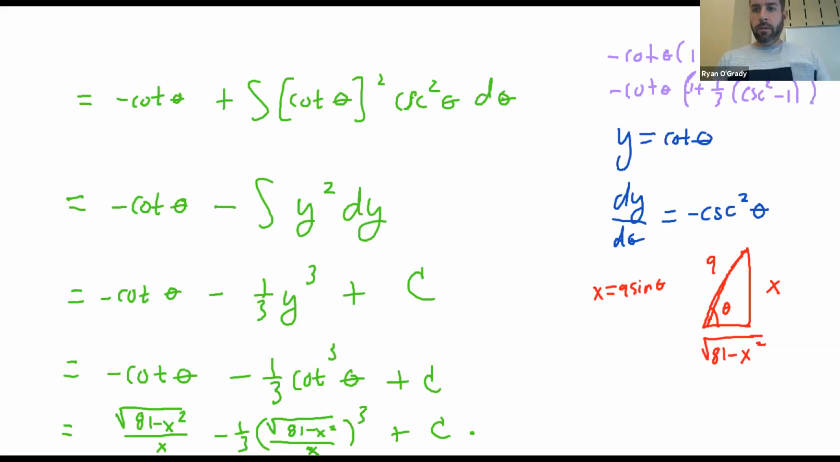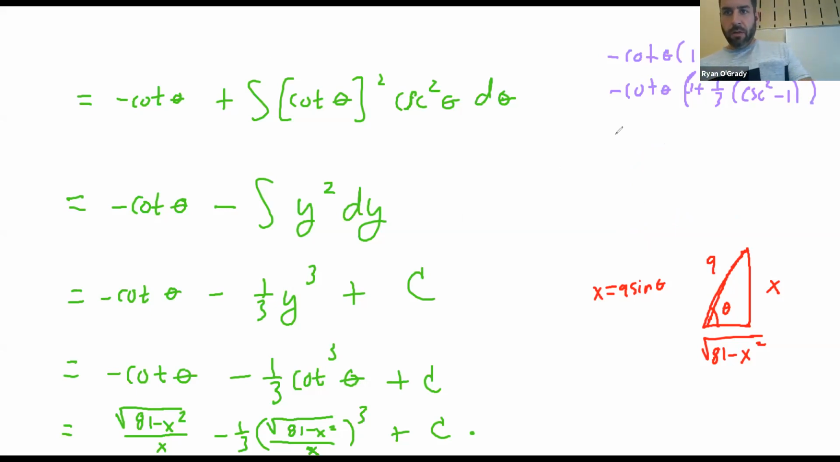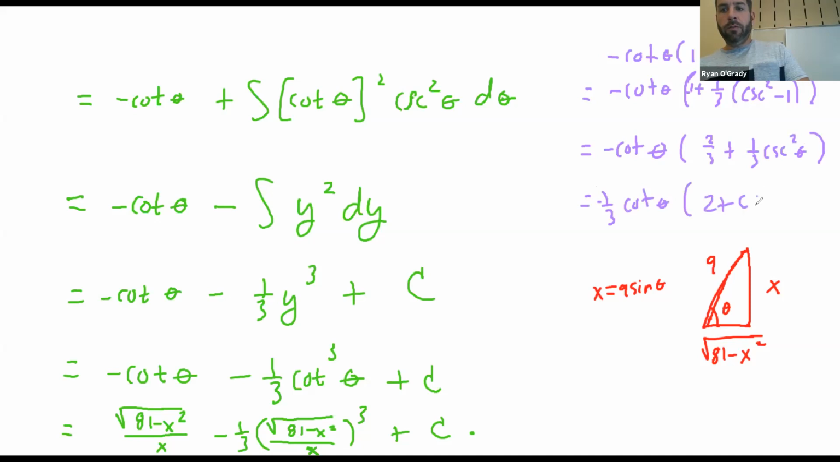And then let's erase this y equals cosine business for now. So we've got to make sure we're on the same page as the experts. If I do some arithmetic, this becomes 1 minus 1/3. What's 1 minus 1/3? That's 2/3, correct? So I get 2/3 plus 1/3 cosecant squared theta. And if I factor out a 1/3, I get 1/3 with a minus sign, cotangent theta, and I'm left with 2 plus cosecant squared theta, which I do believe is what Wolfram had.